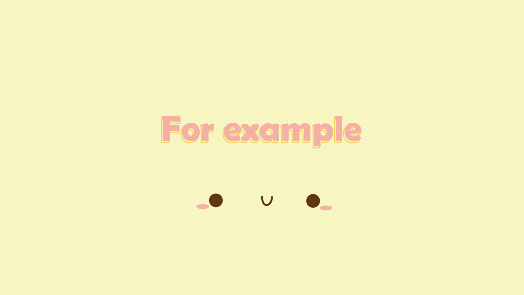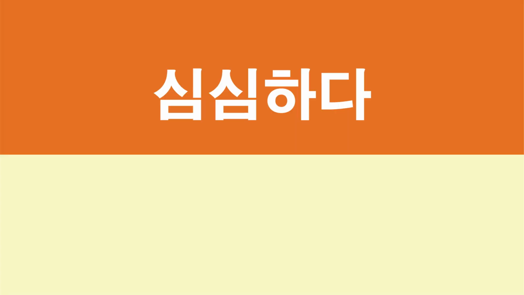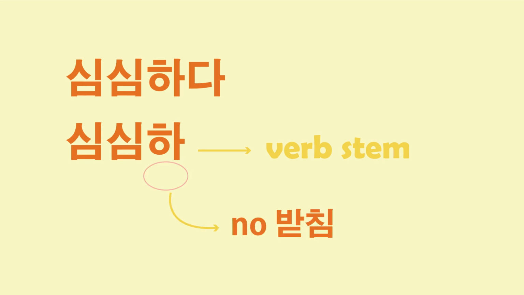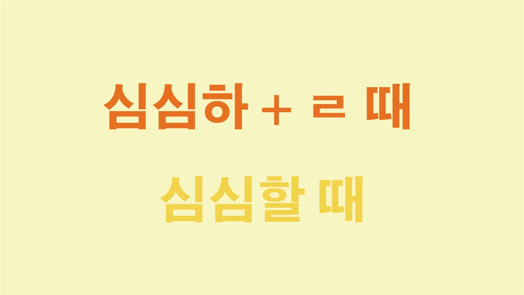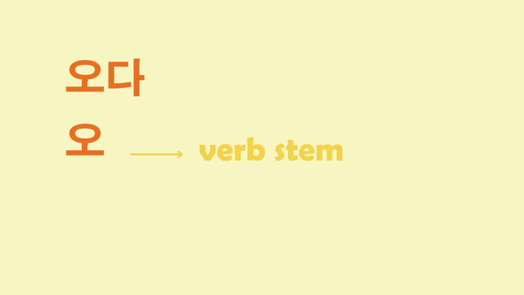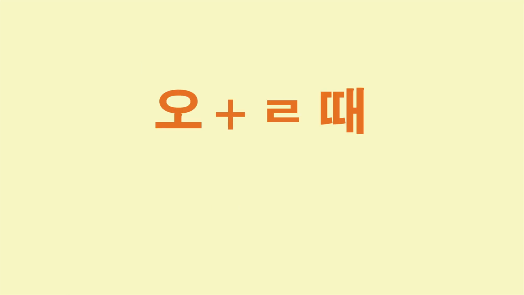For example, 심심하다. 심심하다 means to be bored. 심심하 is the stem and it has no 받침. So, 심심하 plus ㄹ 때, 심심할 때. 오다. 오다 means to come. 오 is the stem and there is no 받침. So, 오 plus ㄹ 때, 올 때.